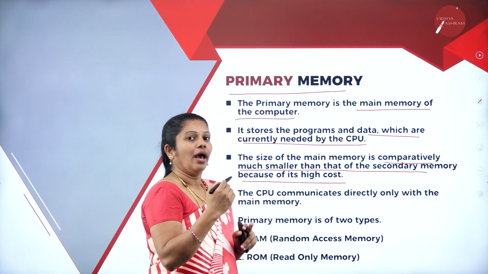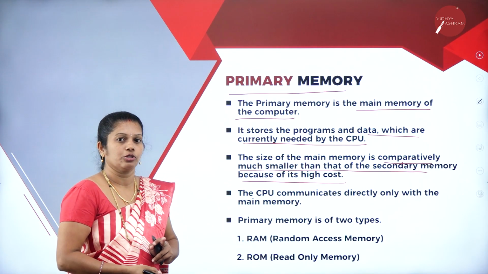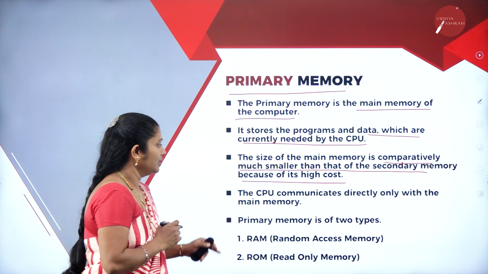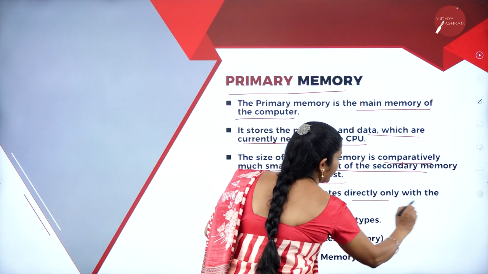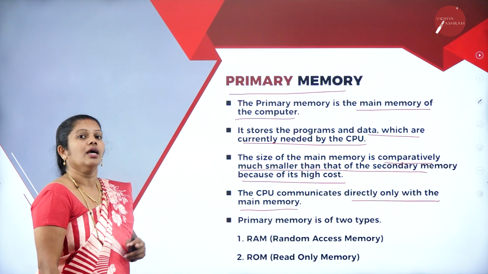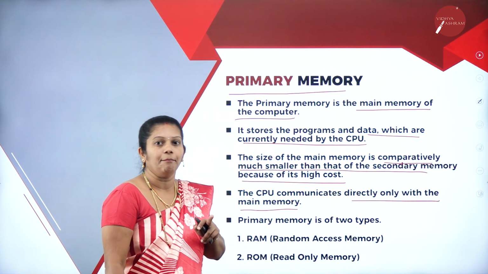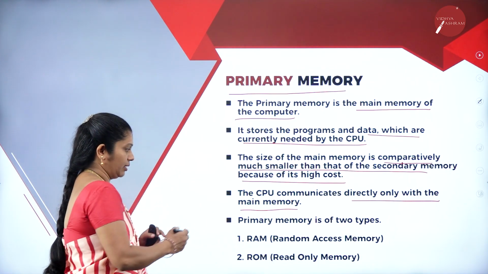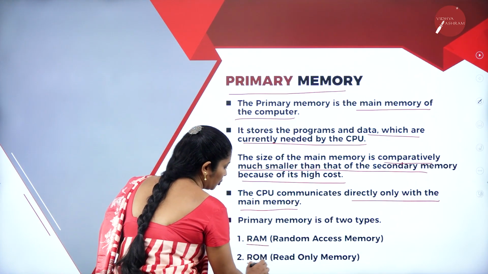And with that, the cost of primary memory is also more because the speed is more. Then the CPU communicates directly only with the main memory. That is, the CPU can interact only with the main memory, not with the secondary memory. Primary memory can be of two types, RAM as well as ROM.